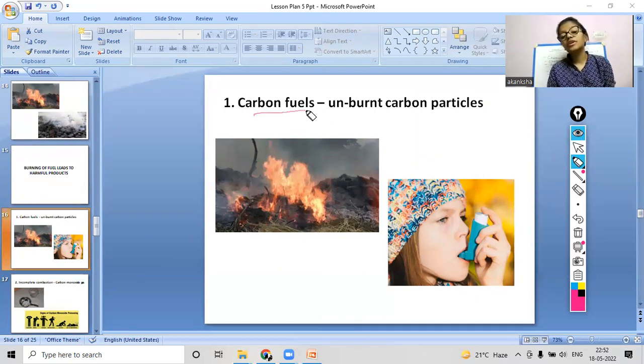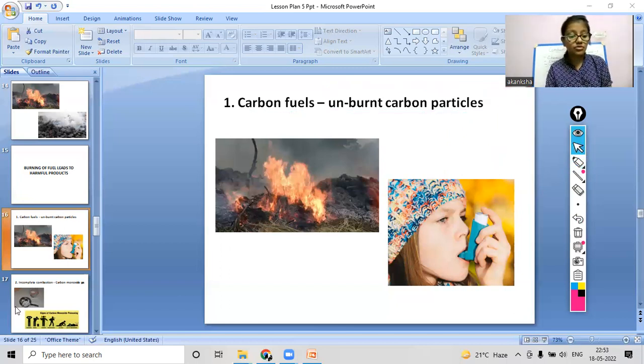When we burn carbon fuels, we get unburned carbon particles. These unburned carbon particles are very harmful for the human body, and they cause asthma. Asthma is a respiratory problem where we have difficulty in breathing. This is caused by excessive burning of carbon fuels, or when they are not burned properly. So one of the harmful byproducts of carbon fuel is unburned carbon particles, which cause which disease? Yes, very good. It causes asthma. Right, you all are right.